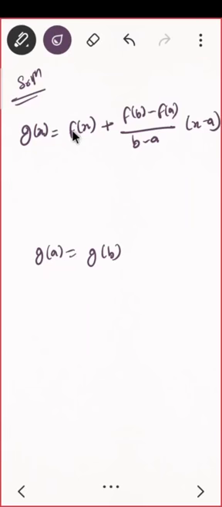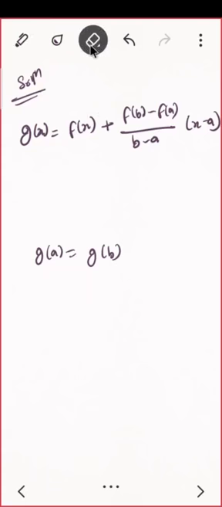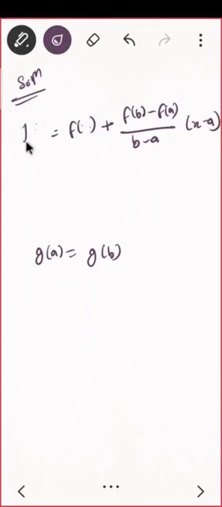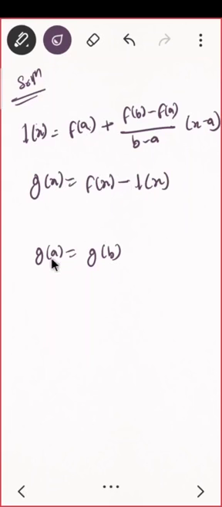Maybe I need to make, let us do one more thing. We will not call this g. Let us make our life a little bit easy. Let us say this is L of x, and my g of x is f of x minus L of x. What is g of a? Check. This is L.